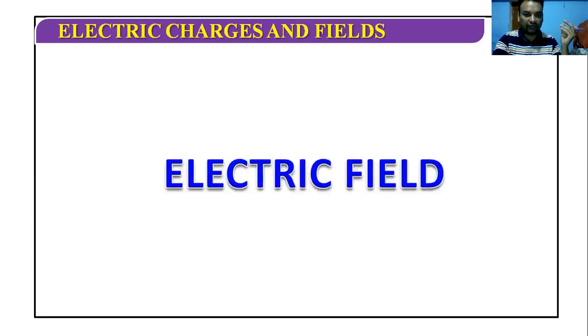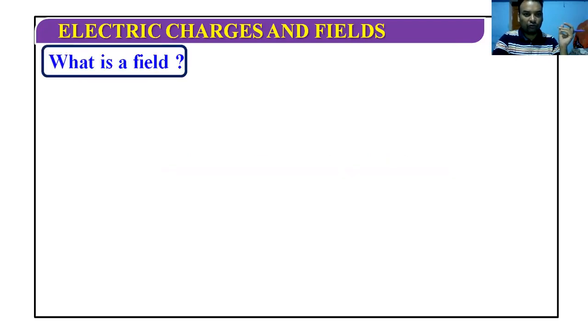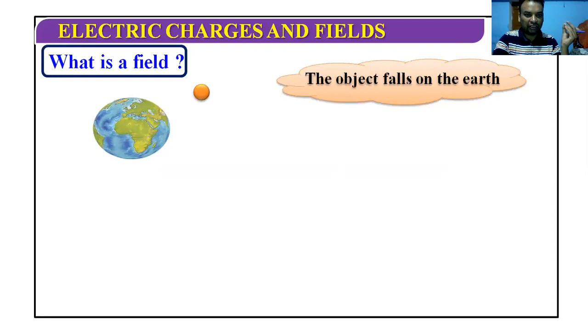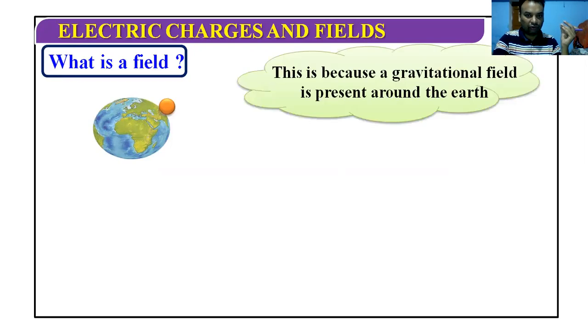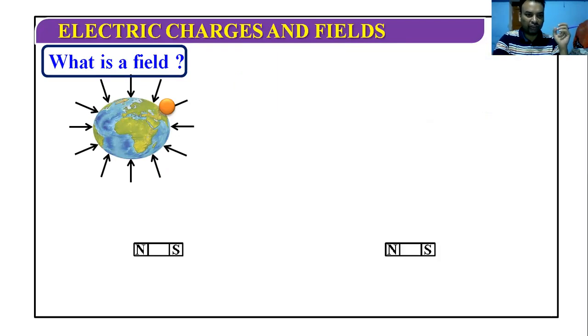So what is the field? Here we are taking the electric field. Before going to the electric field, let us have an overview of the field. For example, we take the earth, and we know that everything falls towards the center of the earth. So definitely there is a gravitational field around the earth. Within that field, if any object is there, the object will fall towards the center of earth. This is the gravitational field of the earth.